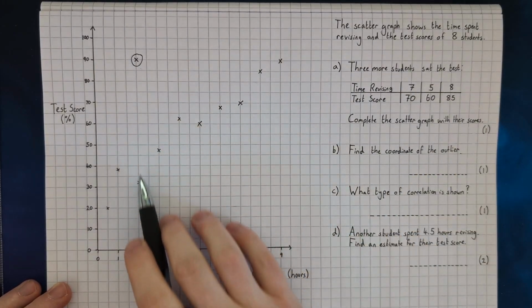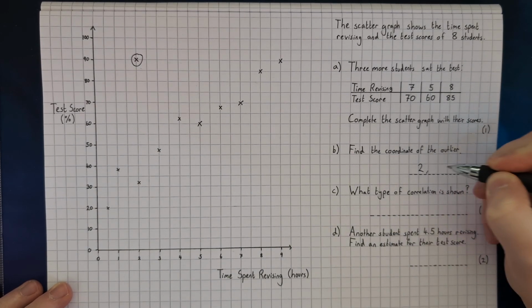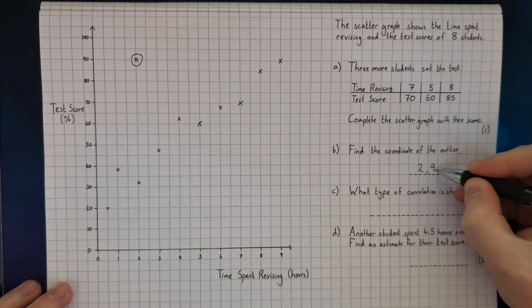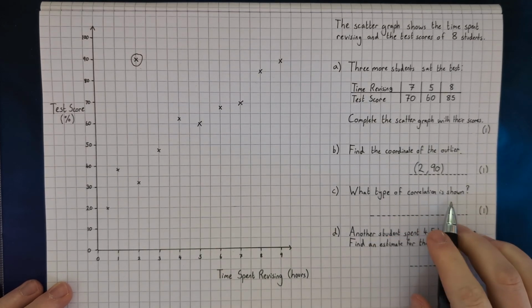So if we go downwards, it's 2, because we always go along first. Just 2 along, and then we go across from the point, and it's 90, so the coordinate is (2, 90). Remember, coordinates need brackets.